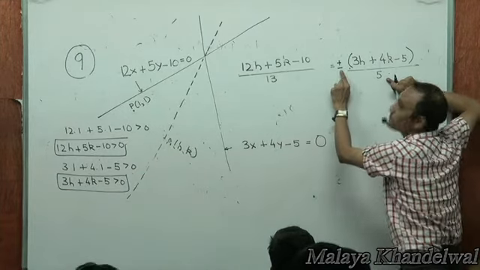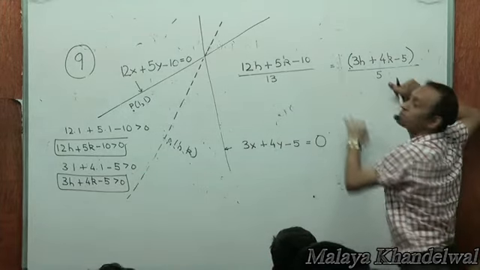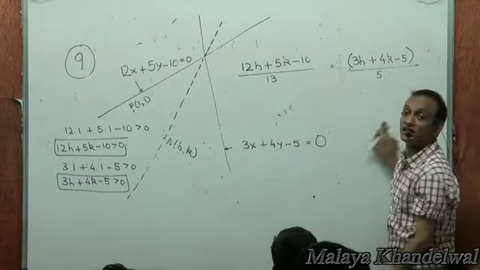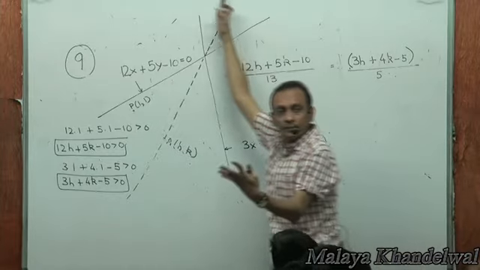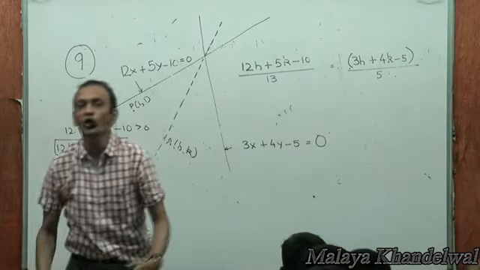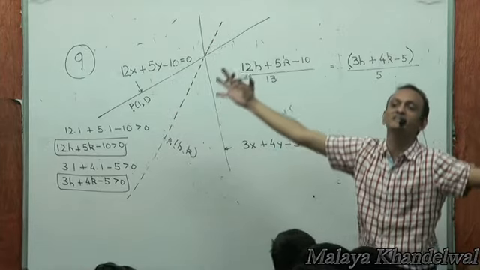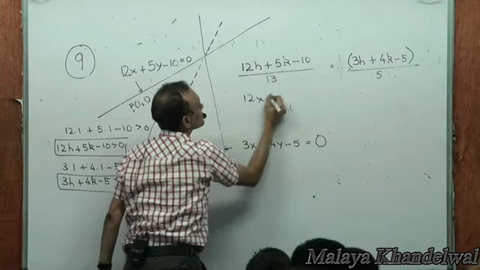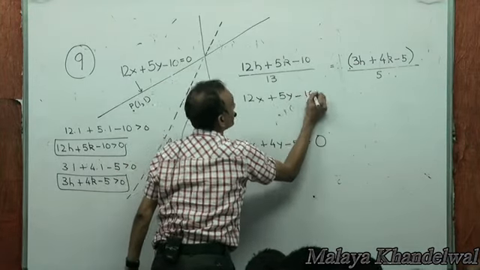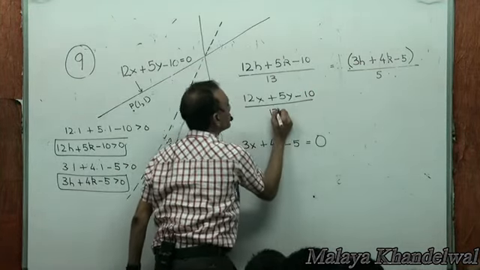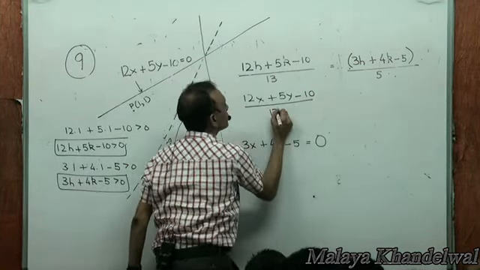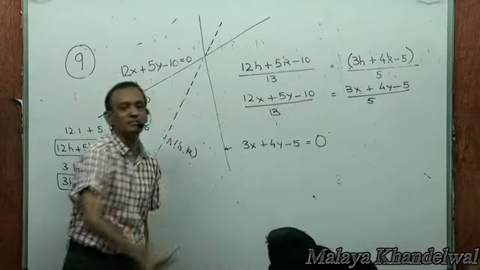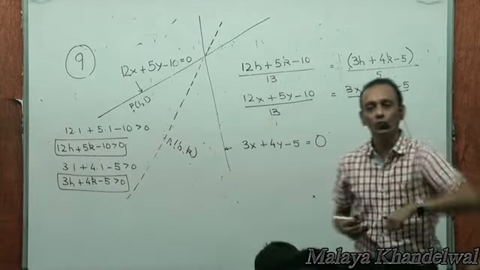So, can two positive numbers be related by a minus sign? So, the only possibility here is a plus sign if HK is a point on the angle bisector passing through this region. Yes or no? Yes, sir. And this is true for all HK on this proposed angle bisector. So, what do? Generalize, replace H by X and K by Y to get the equation of this angle bisector. So (12X plus 5Y minus 10) divided by 13 equals (3X plus 4Y minus 5) divided by 5. Cross multiply and simplify, you get the required line. Yes or no?